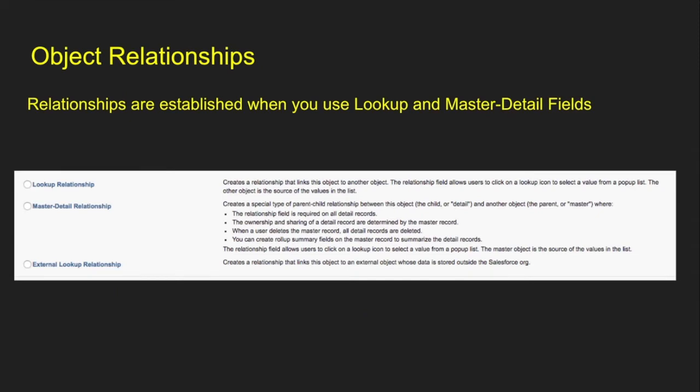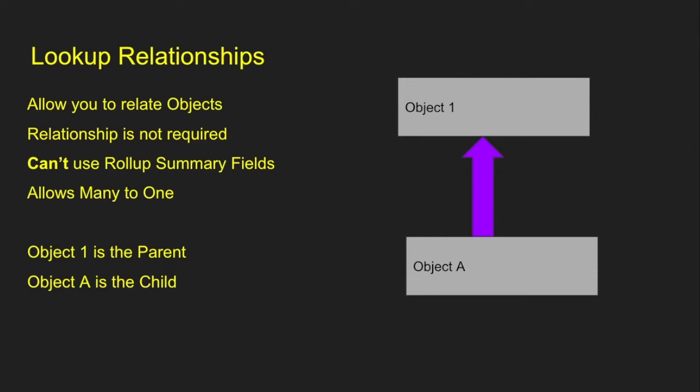All right, let's talk about some object relationships. Relationships are established when you use a lookup or a master detail to link records together. Lookup relationships allow you to relate objects to each other. So I have object 1 and object A. This relationship is not required, so I can create an object 1 record by itself, and then create an object A record by itself, totally independent. But if I want to link them together, I need to build a relationship between those. So in this scenario, I would create a lookup field on object A that looks up to object 1, thus making object 1 the parent and object A the child. This allows a many to one. So that means object 1 is the one and object A is the many. So I can have many object A records related to object 1.